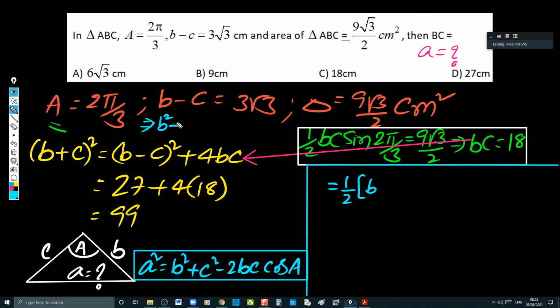B square plus C square minus 2BC is equal to 9 into 3, 27 plus 2 into 18. This is what I'm talking about. Because 18 is already there, BC is already there. So how much is it? 36. 36 plus 27, 63 is B square plus C square. I'm writing that directly. We don't need to have this. I thought in a different way. Even if you don't have this, you can do it here itself. So B square plus C square, how much is it? Anyone? 63.